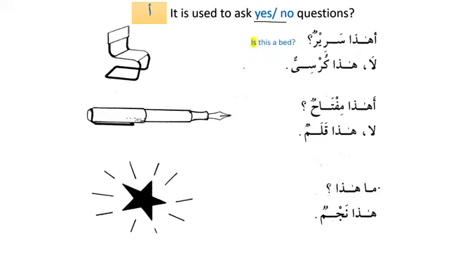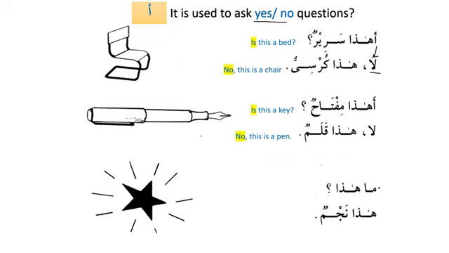So what is the answer? La hadha kursiyun. No, it is a chair. So now it is confirmed that when the question is with a, then we have to give the answer with la or na'am. Ahadha miftahun? Is this a key? La hadha qalamun. No, this is a pen.